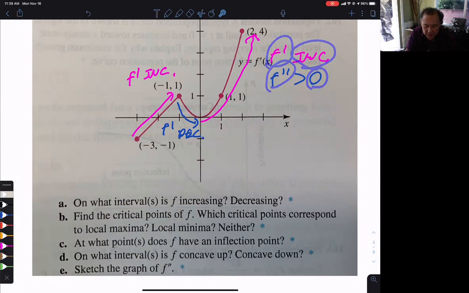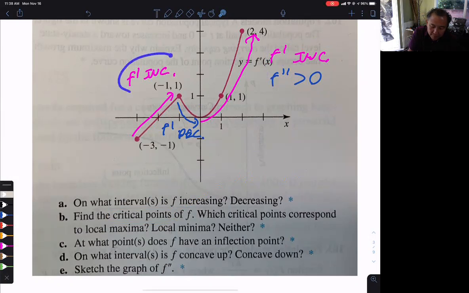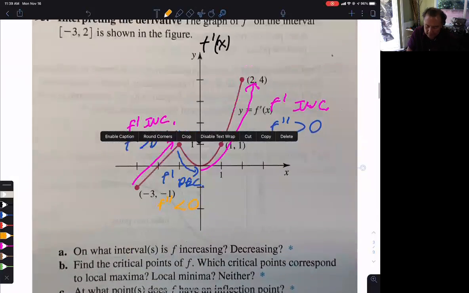Increasing, decreasing functions. So here, f prime is increasing. Its derivative must be positive. So the derivative of f prime must be positive. F double prime is positive. Here, f prime is decreasing. If any function is decreasing, its derivative is negative. Therefore, its derivative, f double prime, is negative.